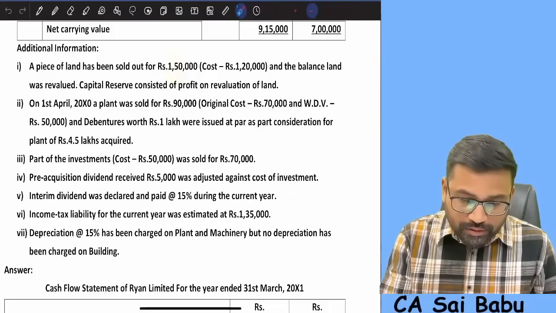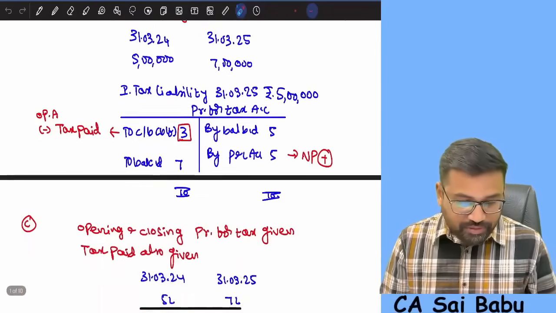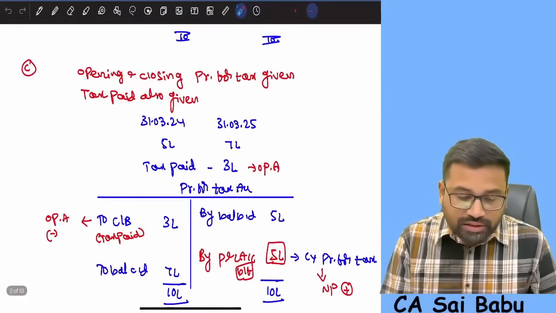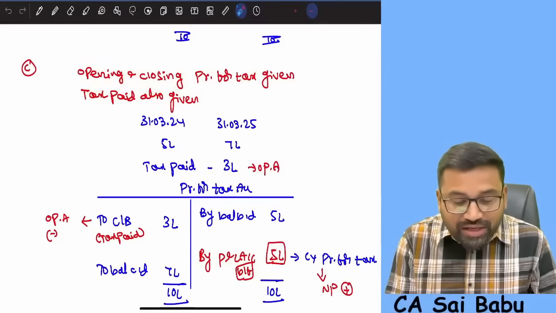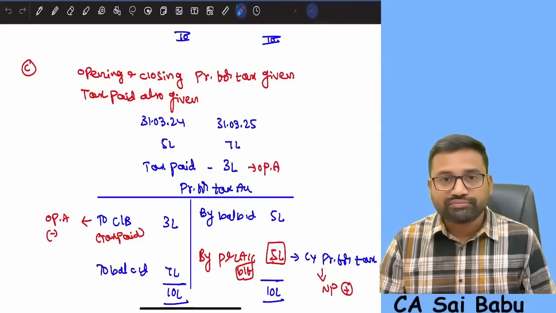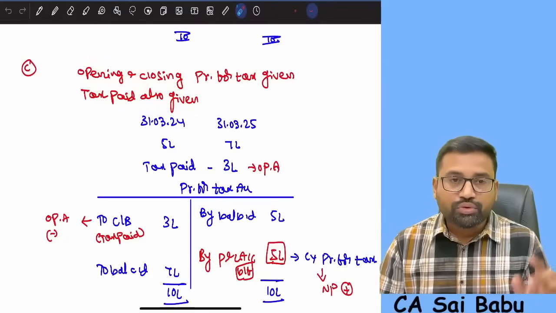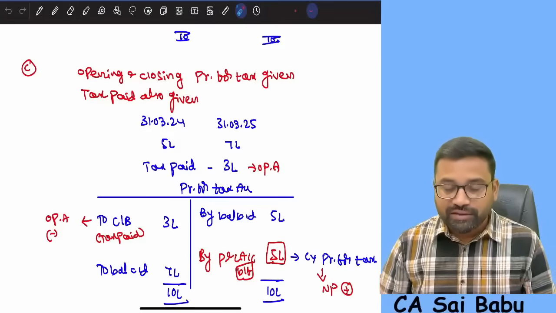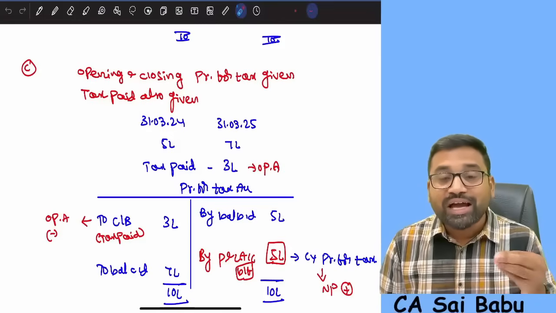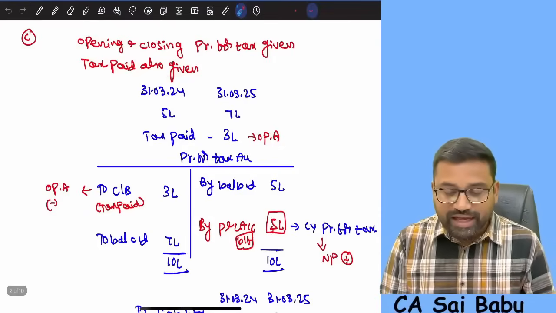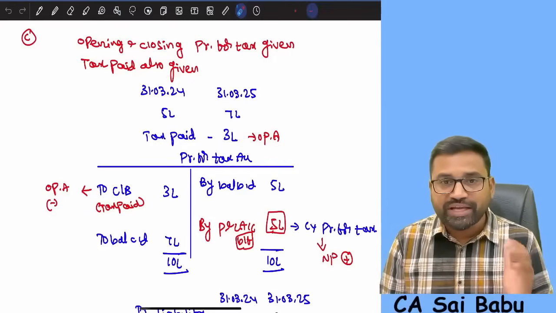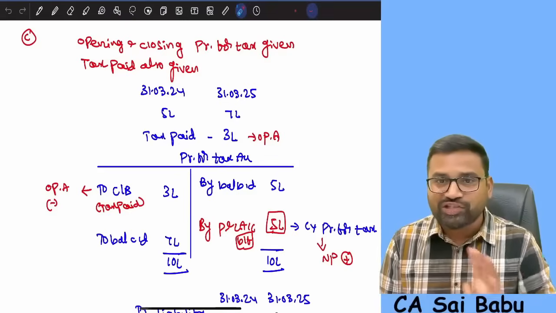This is the second case. Now, the third case is they will give you opening provision for tax, closing provision for tax, and they will give you tax paid also. So with opening, closing and tax paid, the balance figure is nothing but the current year provision for tax. When they give tax paid, directly consider it in cash flow statement operating activities as income tax paid. Of course, it is a cash outflow.